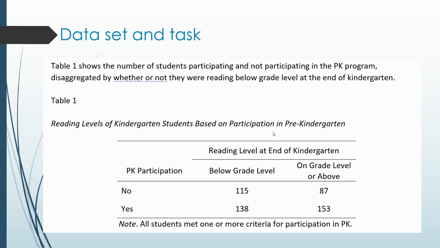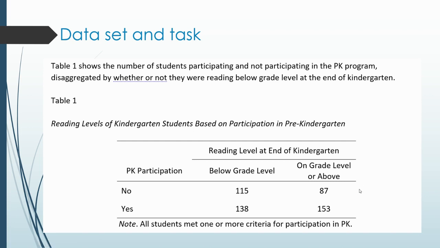So the data is presented in Table 1 in the assignment, and so here you can see what that looks like. Here's the title: reading levels of kindergarten students based on participation in pre-K. This is APA format, so you should really start to recognize what correct formatting for these tables is. Note that there's a line above and a line below. There's also a place for a note down here at the bottom stating that all the students included in this analysis met one or more of the criteria for participation in pre-K.